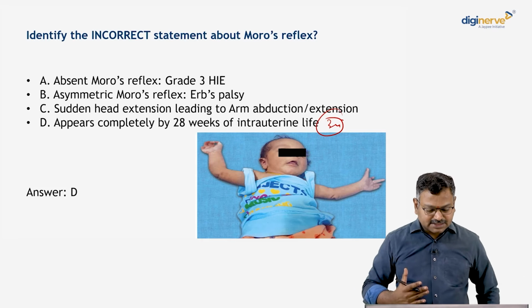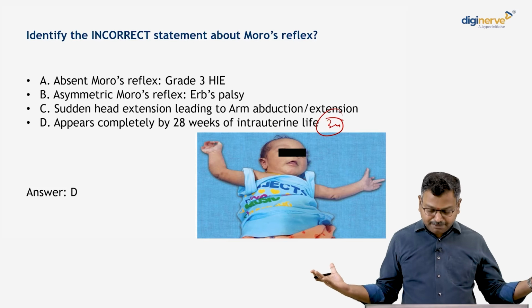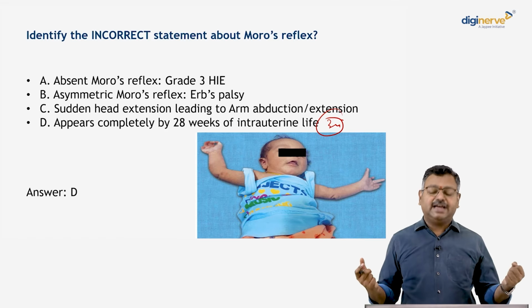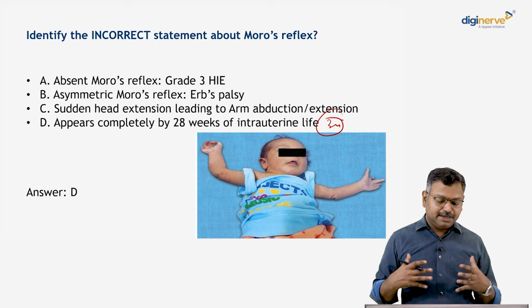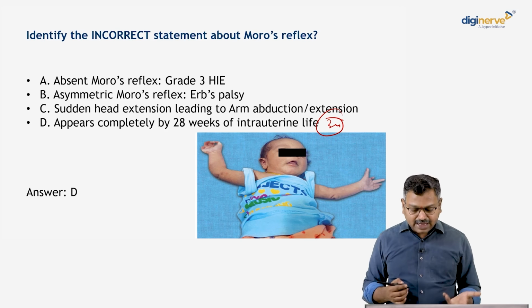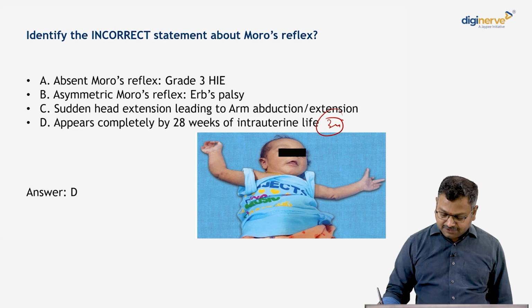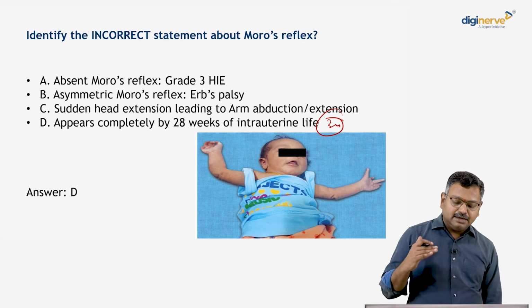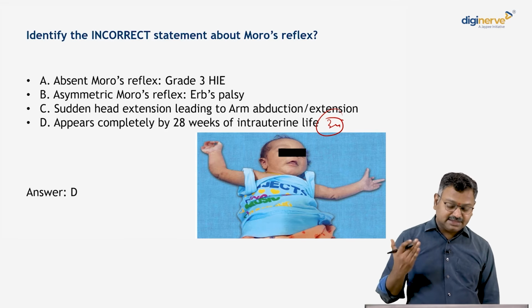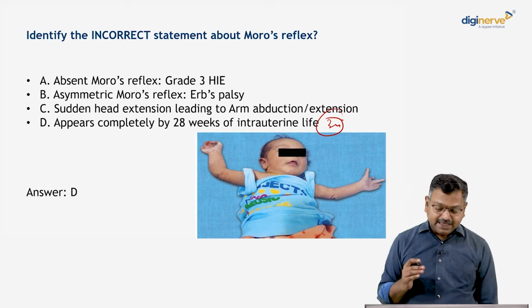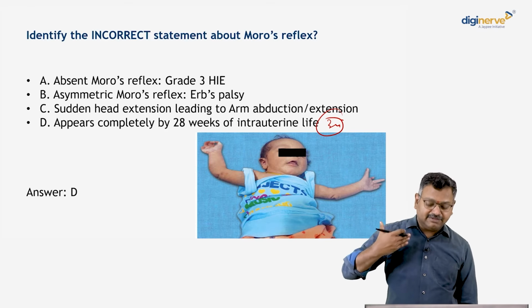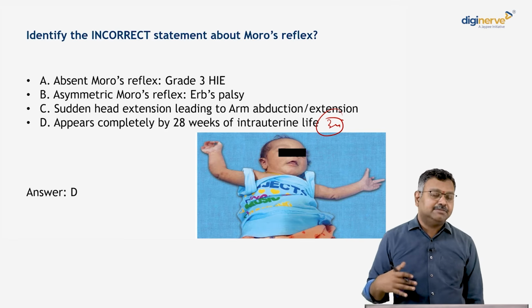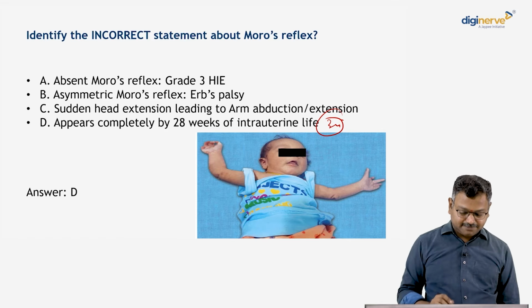So a complete Moro's is a symmetrical abduction, extension of the upper limbs, opening of the hands and flexion and adduction, along with extension of the head and neck. That is what we see when the baby is crying. That's the Moro's reflex. So absence of Moro's reflex would indicate a severe form of cerebral damage. Please remember, in a severe form, grade 3 it is seen, whereas in grade 1 it is not so clearly seen. Asymmetric Moro's reflex suggests either a clavicular fracture or Erb's palsy or shoulder dislocation or congenital hemiplegia. That is asymmetrical that you see there.